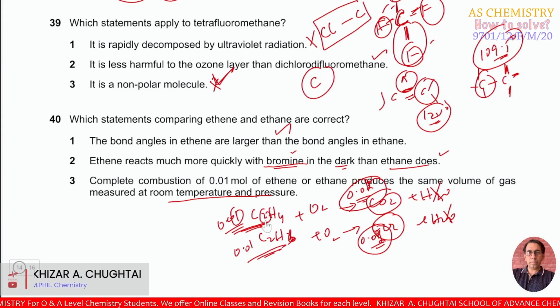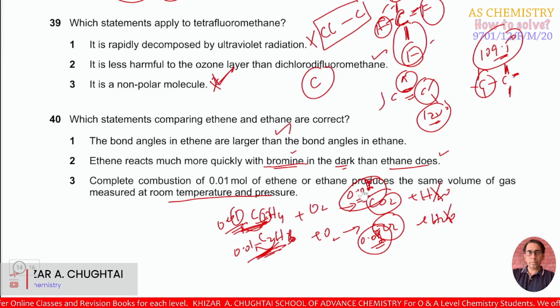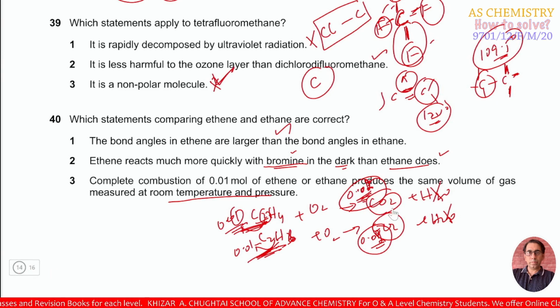I mean, the 2 will be multiplied with this one. They both have the same number of carbon atoms, so they both will make 0.02 mole of CO2. So these all are the correct options.